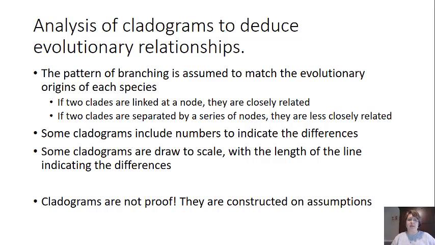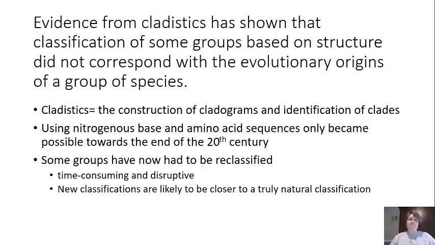But again, remember that cladograms are not proof. They are only constructed on evidence and made with assumptions. However, the evidence from cladistics has shown that classification of some groups based on structure, morphology, did not correspond with the evolutionary origins of a group of species. And studying cladograms and identifying clades has led to an area of science called cladistics.